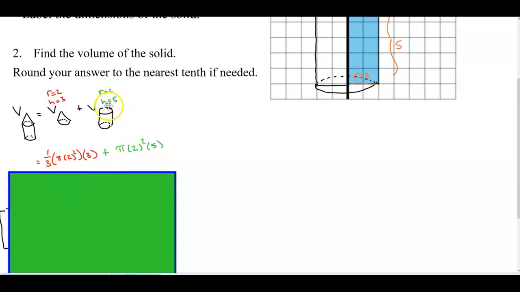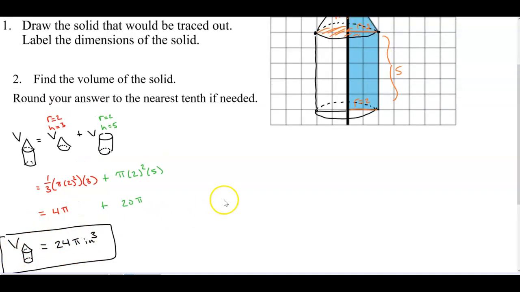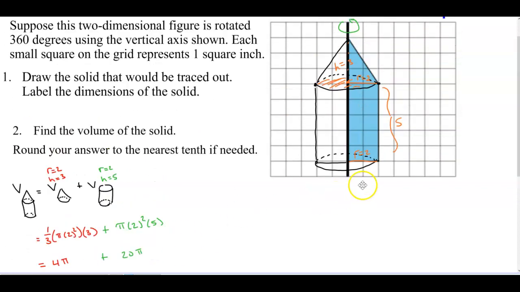And then over here, I have the area of the base, which is the same base, so that's 4 pi times the height of 5, which is 20 pi. So I get the cone, 4 pi, the cylinder, 20 pi. If I add those together, I get 24 pi inches cubed, and that will be the volume. That's the exact answer. It does say round your answers, so you could do 24 times your pi button and round it if you need to.